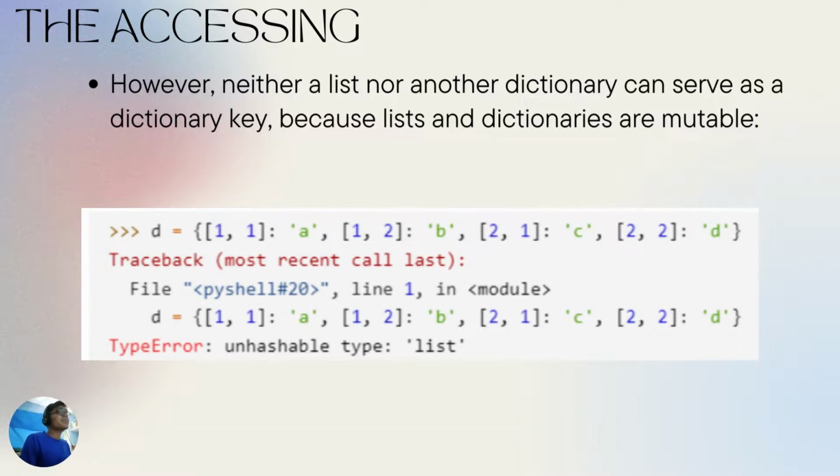Now however, neither a list nor a dictionary can serve as a dictionary key because lists and dictionaries are mutable. Well, it's how it is. We cannot use keys which are mutable in nature.